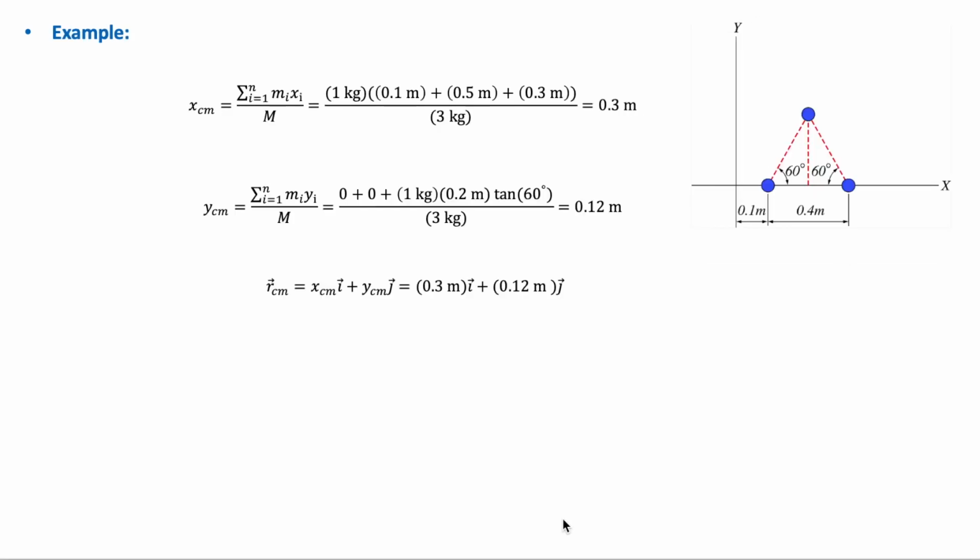As an example, let's consider this system of three particles, each of the same mass of 1 kilogram, and we find the center of mass of the system. First we find the x component of the center of mass, and then the y component. So you see, we find the x position of each mass and the y position, and then the vector sum gives the vector position of the center of mass.